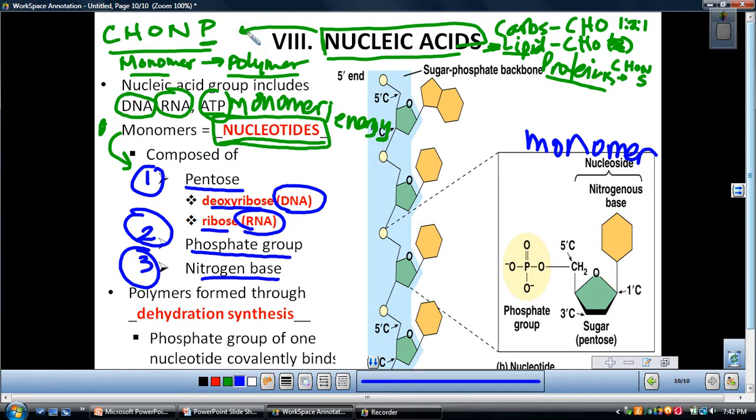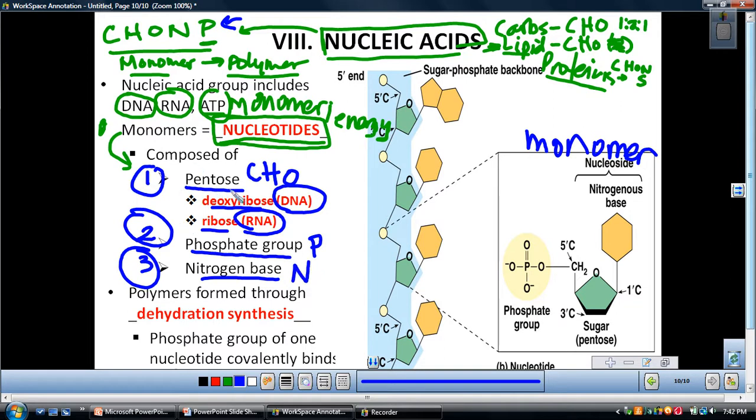But I just wanted to show you, if you go back up here and look at your letters that are found in a nucleic acid, C-H-O-N-P, if you examine this monomer right here, you can see where those letters are derived from. The sugar, the pentose sugar, is where the carbon, hydrogen, and oxygen are found. The phosphate group is where the P comes from. The nitrogen base is the N.